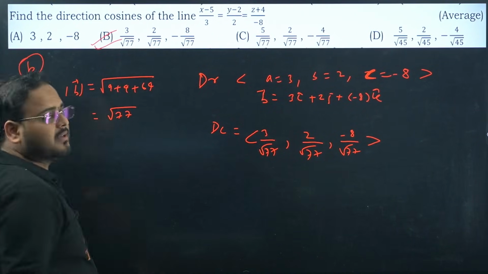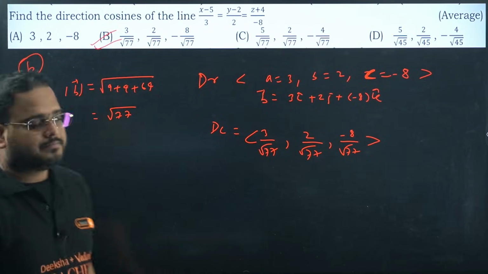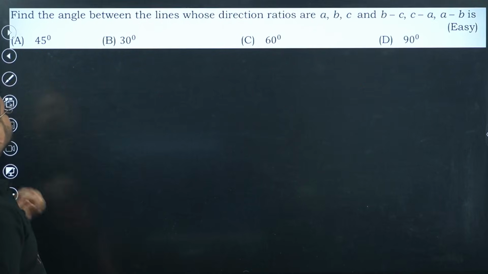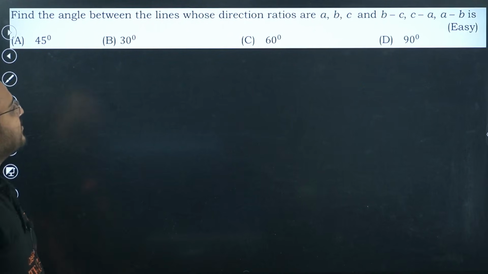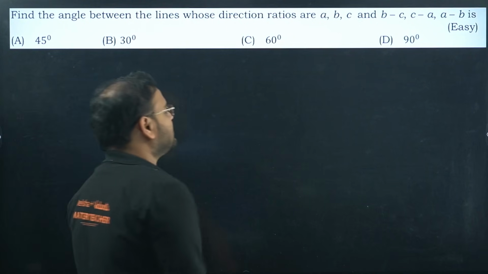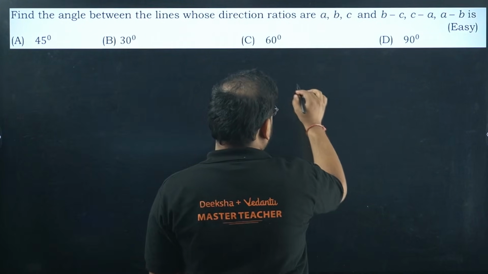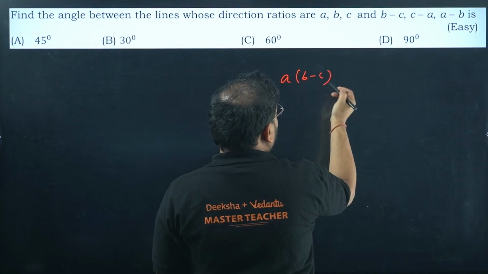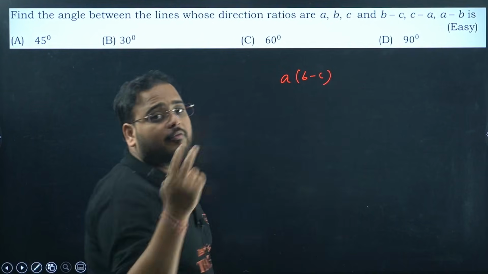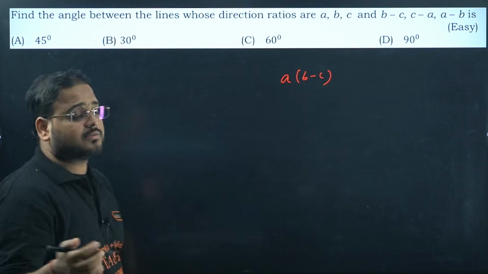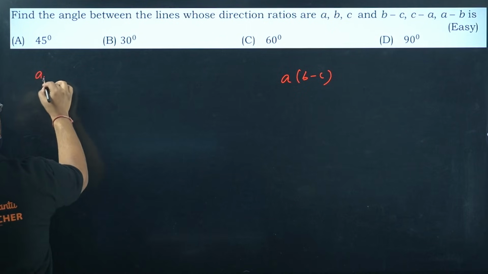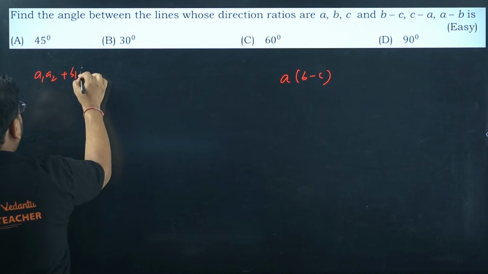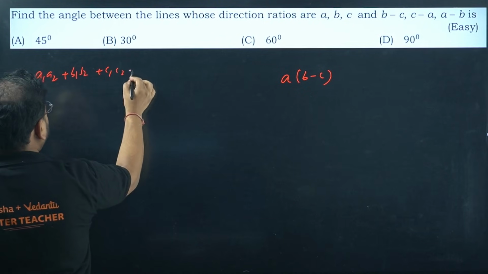Option B is correct. Okay, moving on. Find the angle between the lines whose direction ratios are a, b, c, b minus c, c minus a and a minus b. Take the product here. You'll have a times (b minus c), because you know that if you take the product of your direction ratios, a1a2 plus b1b2 plus c1c2 will be 0.